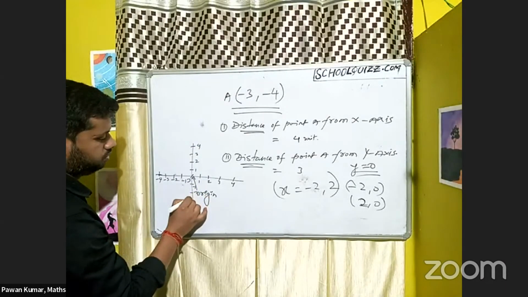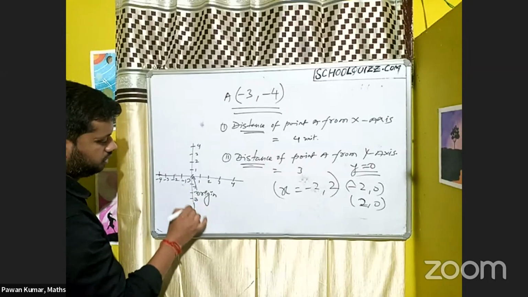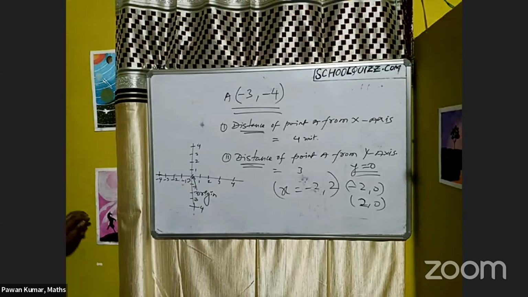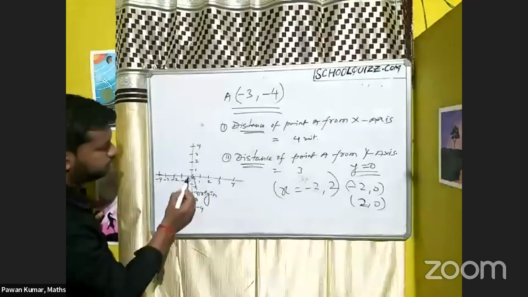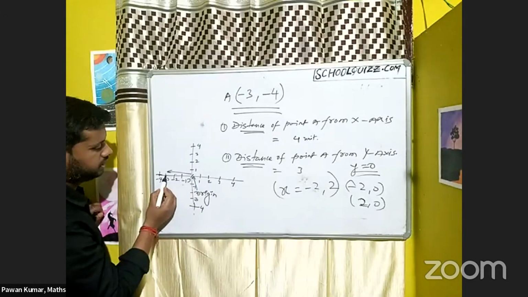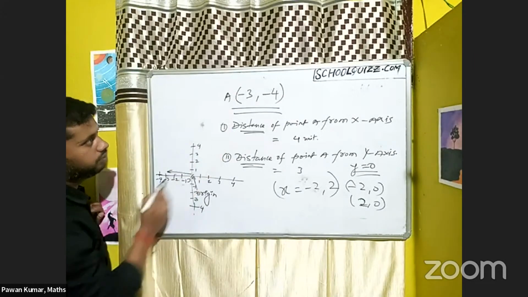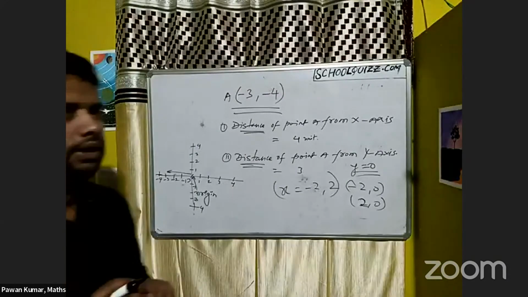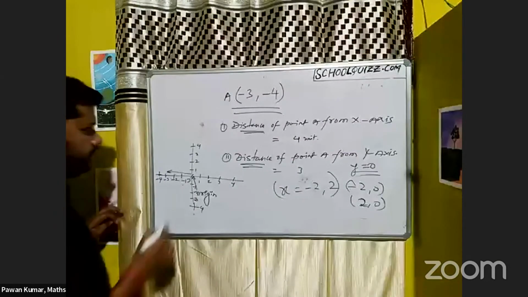-1, -2, -3, and -4. Okay, so if I want to represent this point, it means -3. First we have to go on the x-axis side. -3 is here. Again, I have to go on the y-axis from this point only. So always, whenever you are representing any point, first come to the origin here.